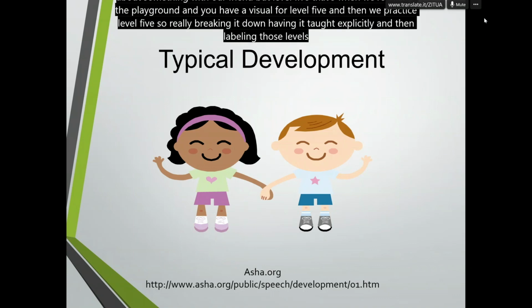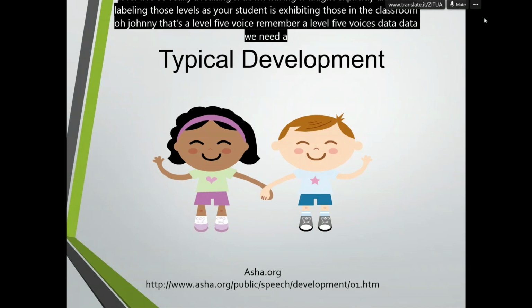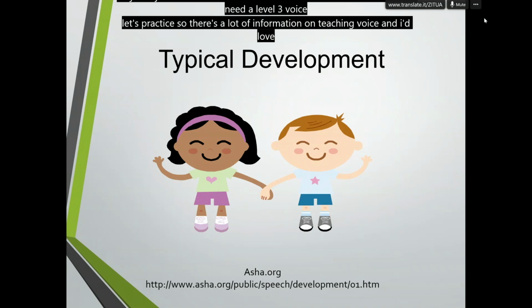So really breaking it down, having it taught explicitly, and then labeling those levels as your student is exhibiting those in the classroom. "Oh, Johnny, that's a level 5 voice. Remember, a level 5 voice is da-da-da-da-da. We need a level 3 voice. Let's practice." So there's a lot of information on teaching voice, and I'd love to share it with you. But that's just a real brief overview of some things that I've tried.